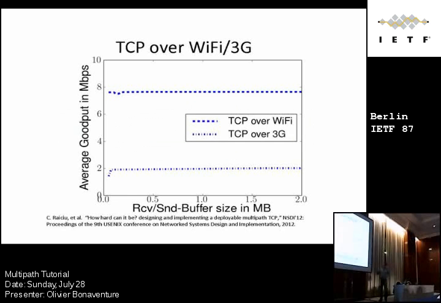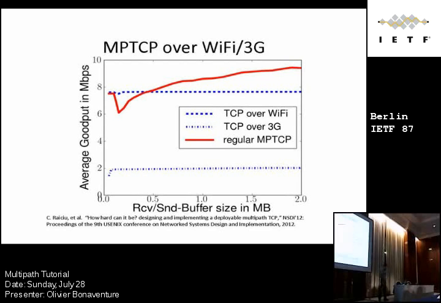So we first did regular TCP connections. Regular TCP over Wi-Fi works perfectly, 8 megabits per second. And regular TCP over 3G works perfectly as well, except when the receive buffer is really small. But this is not unexpected. This is due to the 150 millisecond delay over the 3G interface. And then we enabled multipath TCP. And we found this surprising result.